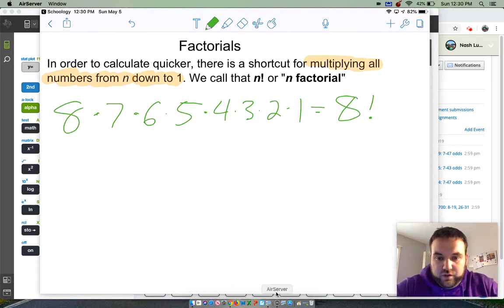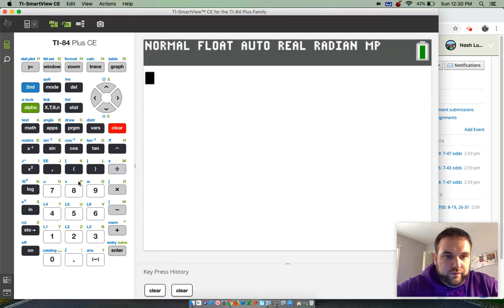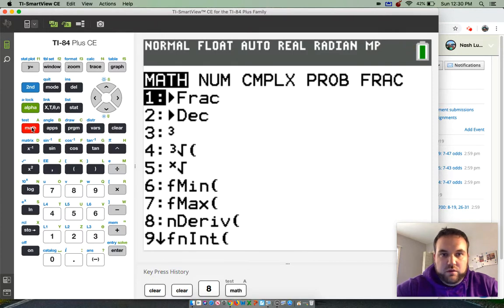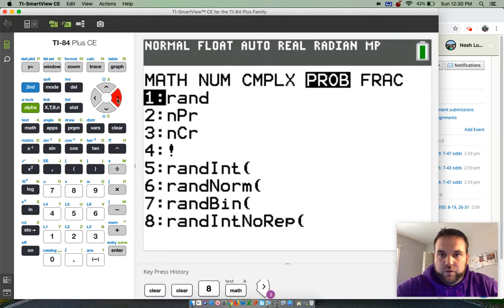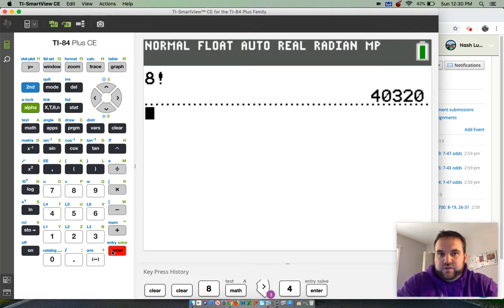And that's actually something that's accessible on your calculator. So if you first type the number 8 and then go to the math menu, we're going to be using this probability tab a lot. So if we go over to probability, I see that the exclamation point down on 4. So 8 factorial, and that gives me that 40,320 right away.